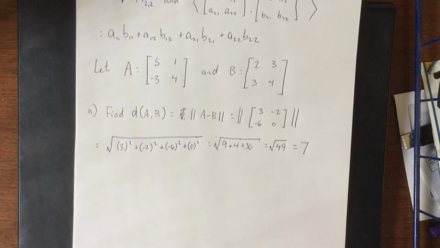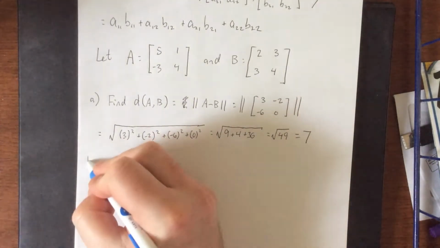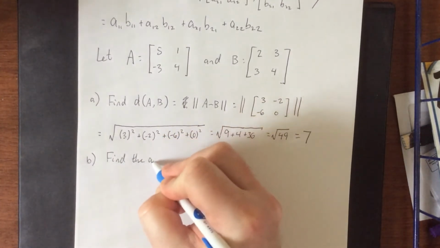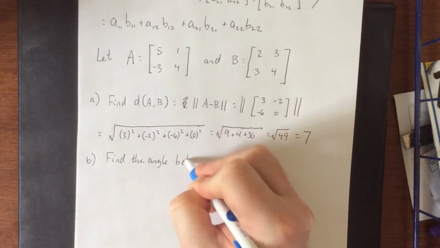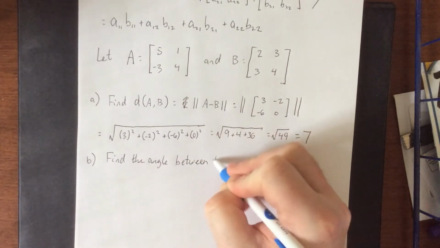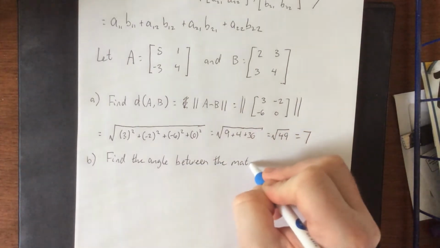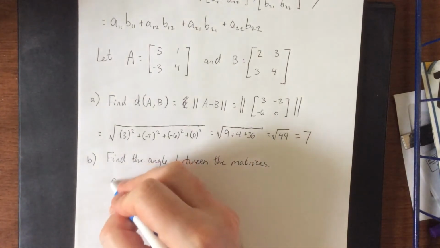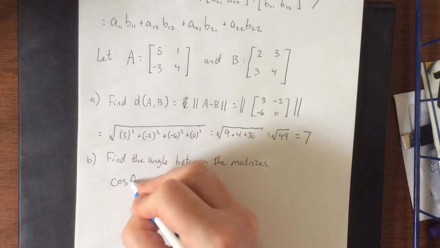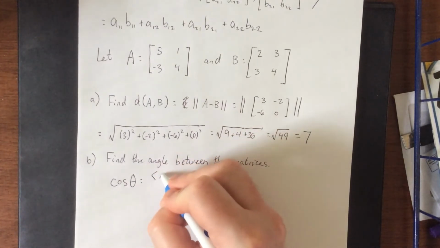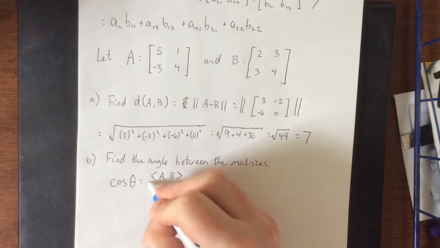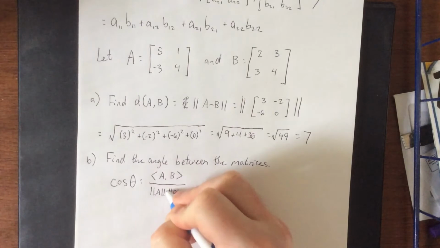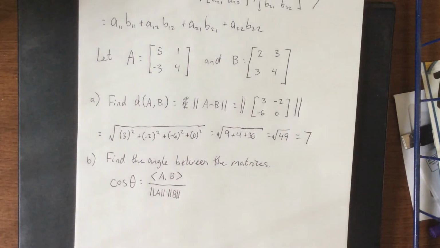Next up, on the subject of things that require two vectors, let's also find the angle between the matrices. Now, the definition of the angle between two matrices is that the cosine of theta is equal to the inner product of A with B divided by the magnitude of A times the magnitude of B. Let's start with the inner product of A with B.